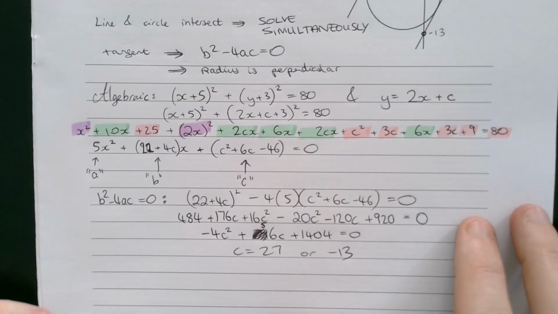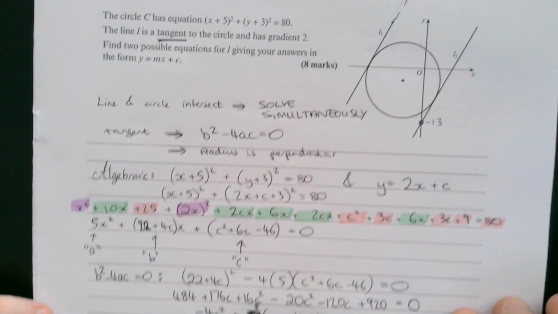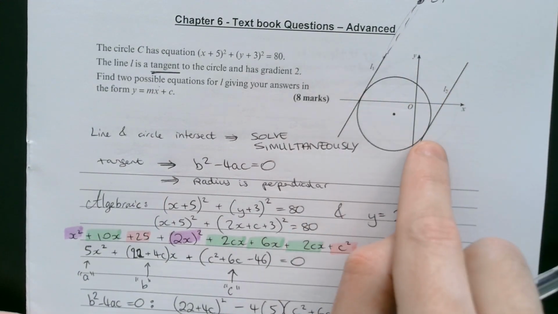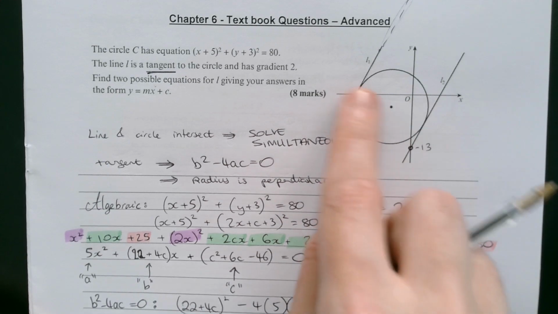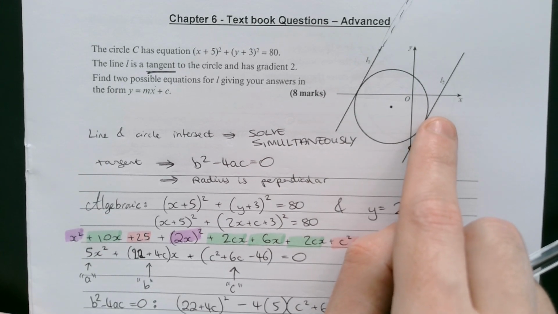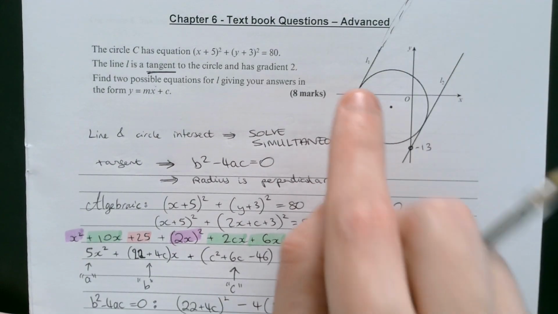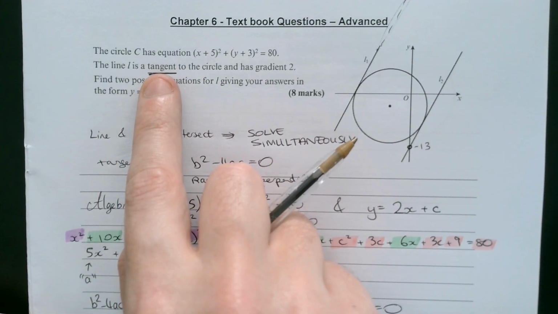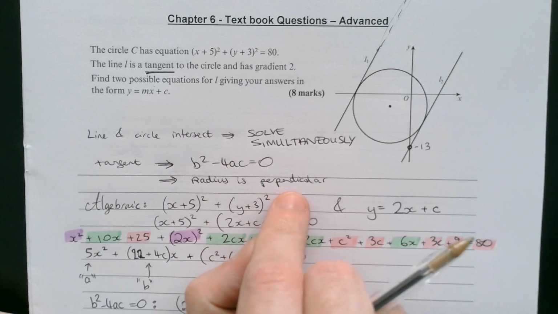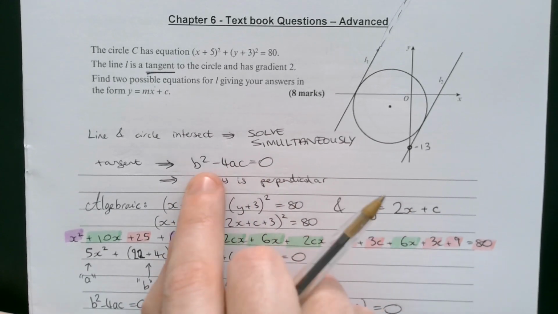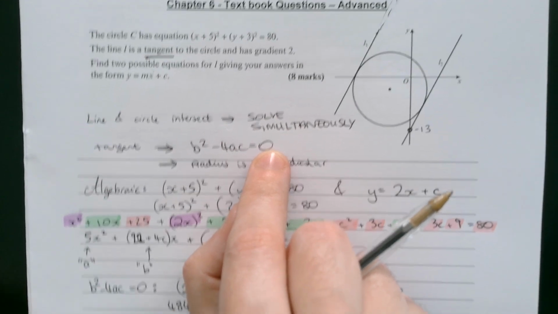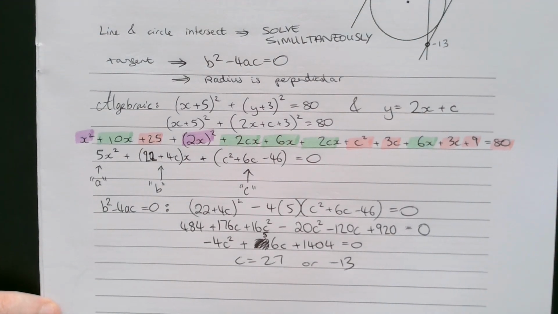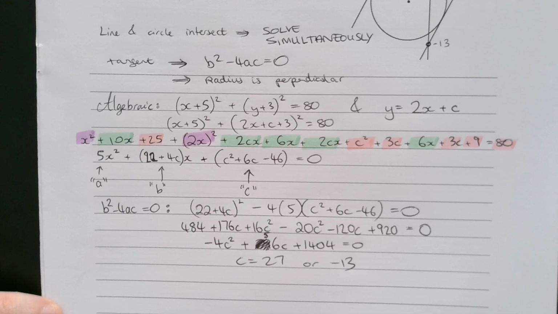So yeah, it's methodical, and if you remember this, if you're trying to find when things touch, or you've got more than one graph, you've got a circle and some lines, you're solving things simultaneously. That's your first step. And if it says tangent, then you're either looking at the radius being perpendicular, or if you ever end up with a quadratic, b squared minus 4ac equals 0. That comes up so many times in so many different things. Hopefully you're starting to see that.